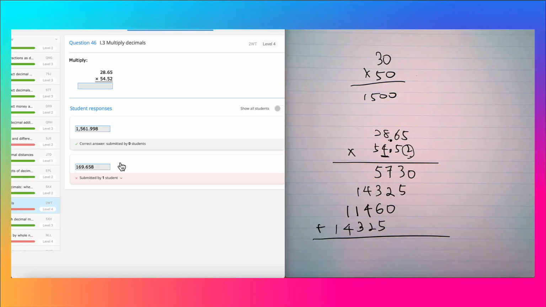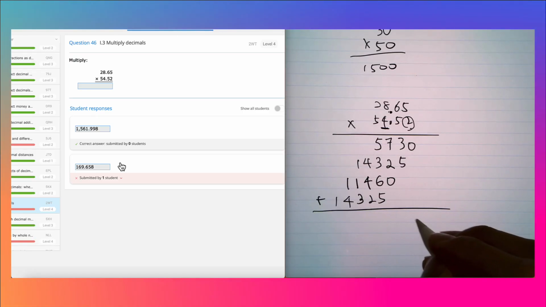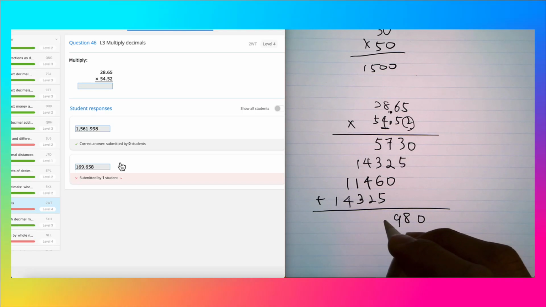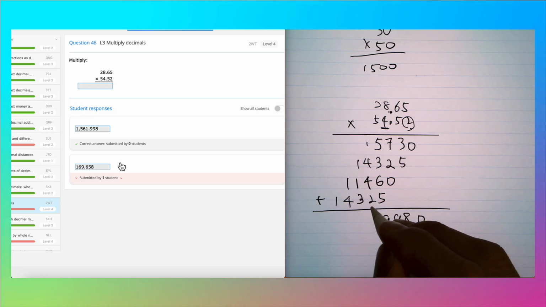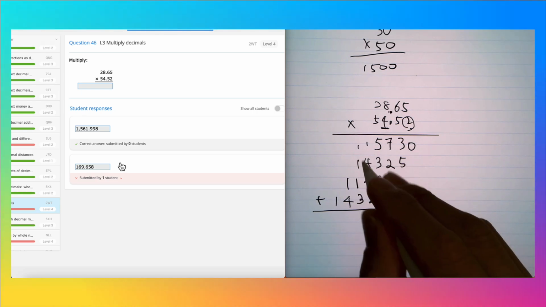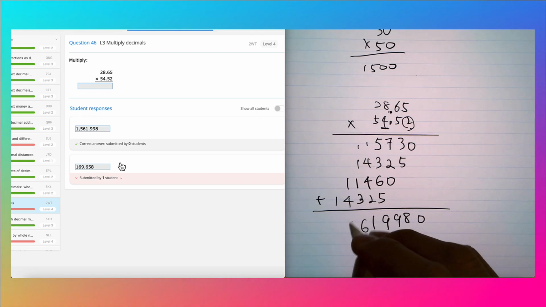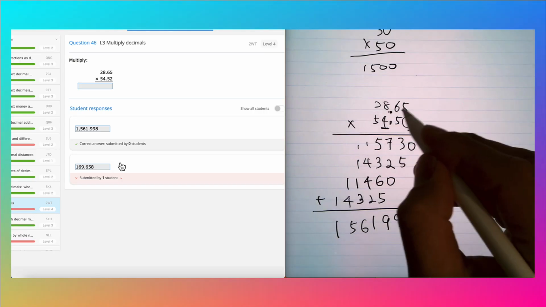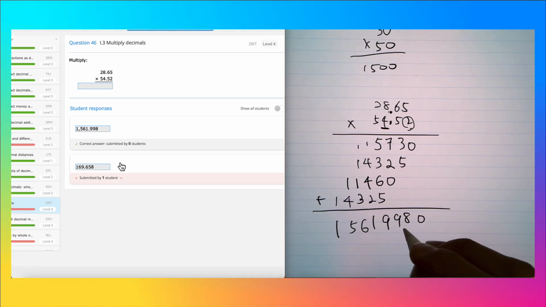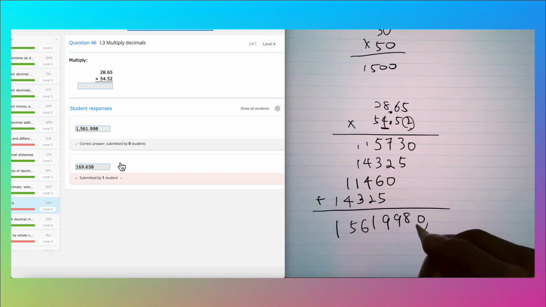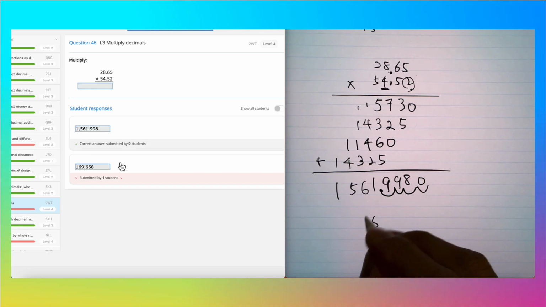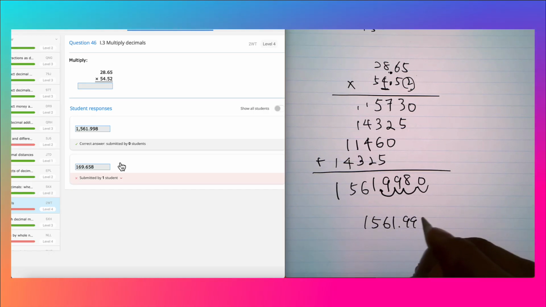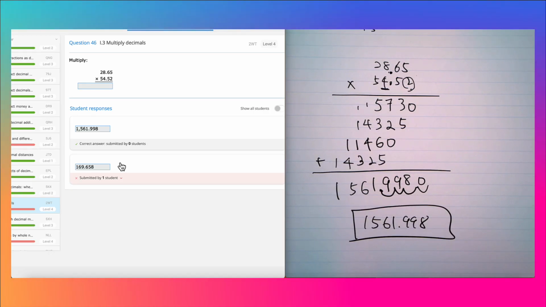Now we just have to add column by column. 0, 8, 9, 8, 14, 19. Carry 1 over. 5, 9, 11, 2, 3, plus 6, 5, and 1. It's a big number because we have 4 decimal places to take care of. So 1, 2, 3, 4. Okay, so it becomes 1561.998. That's how you solve this.